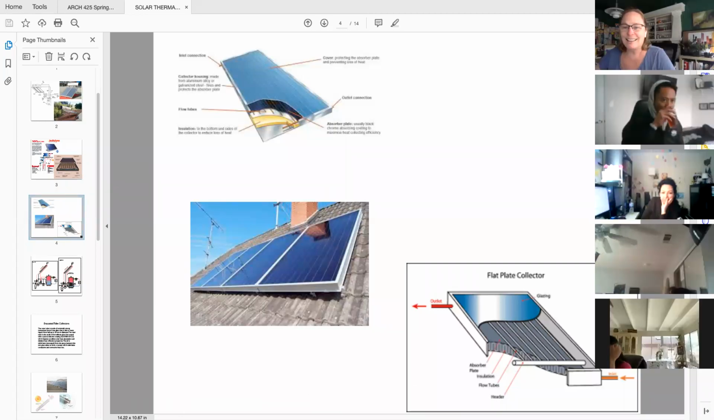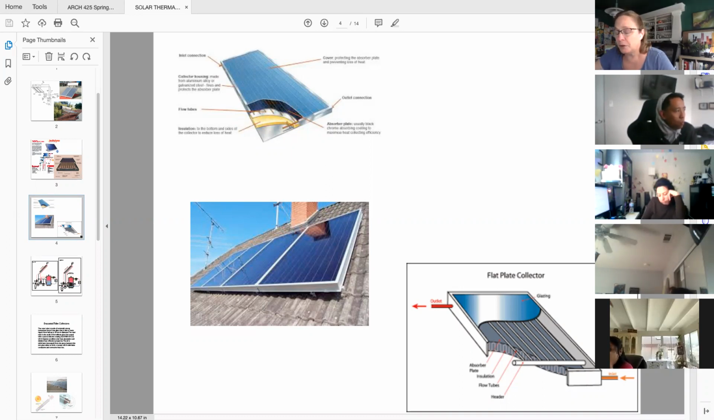Did you say, sorry, I had texted you my question. Did you say that 4 of these panels covers a 1,800 square foot house? I would say 2 for a family of 4. 2 panels. Oh, 2. And what size did you say they were? The panels are 4x8.